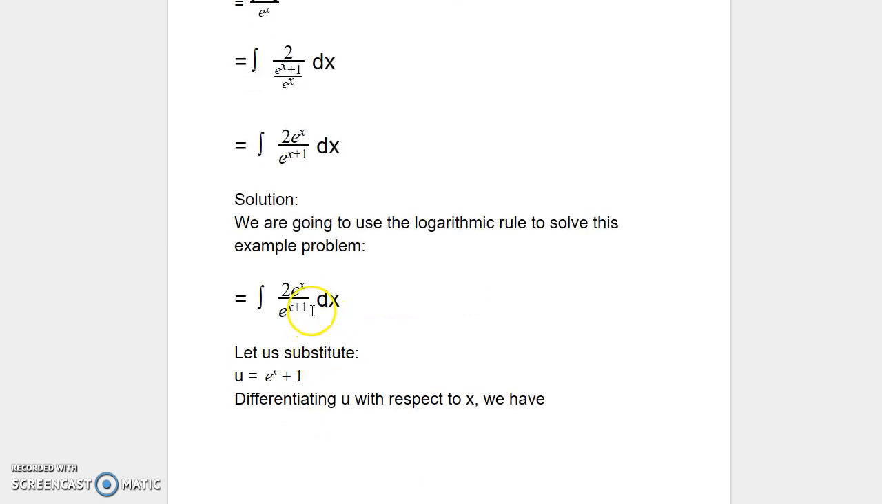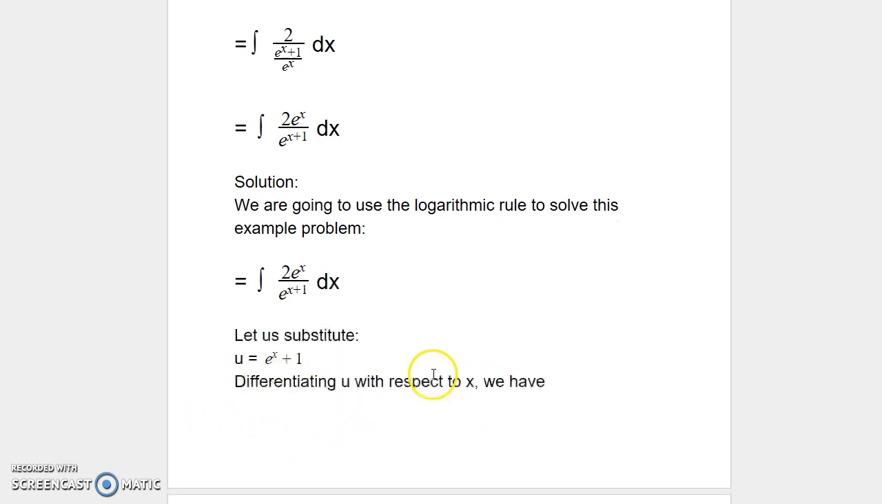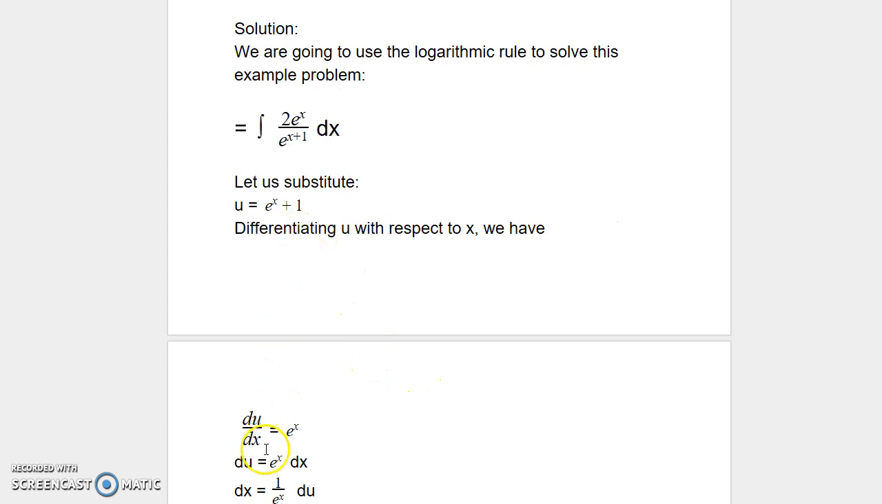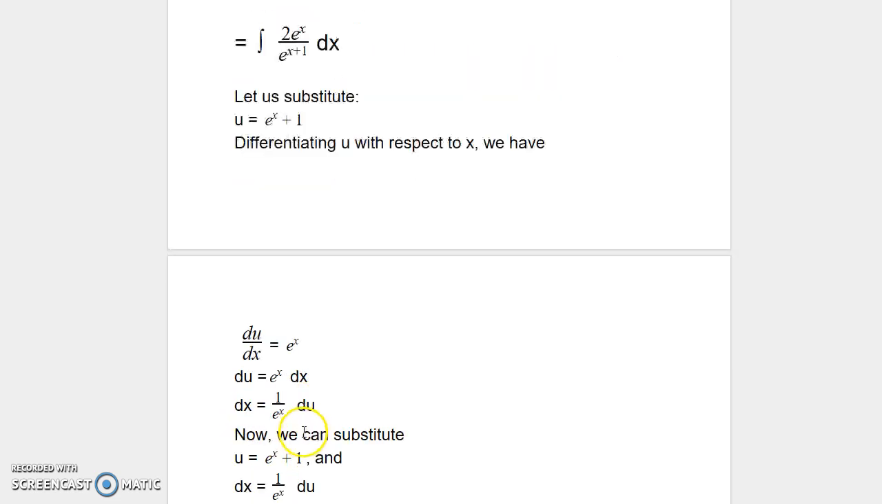We're going to let u be equal to e to the power of x plus 1, and that is what we have at the denominator. Okay, since u is a function of x, we're going to differentiate it with respect to x. When we differentiate that with respect to x, this is what we have. d by dx of e to the power of x is e to the power of x. So therefore, du by dx is equal to e to the power of x, and we can rewrite this as du equal to e to the power of x dx. So we brought the denominator dx to the side of the expression here.